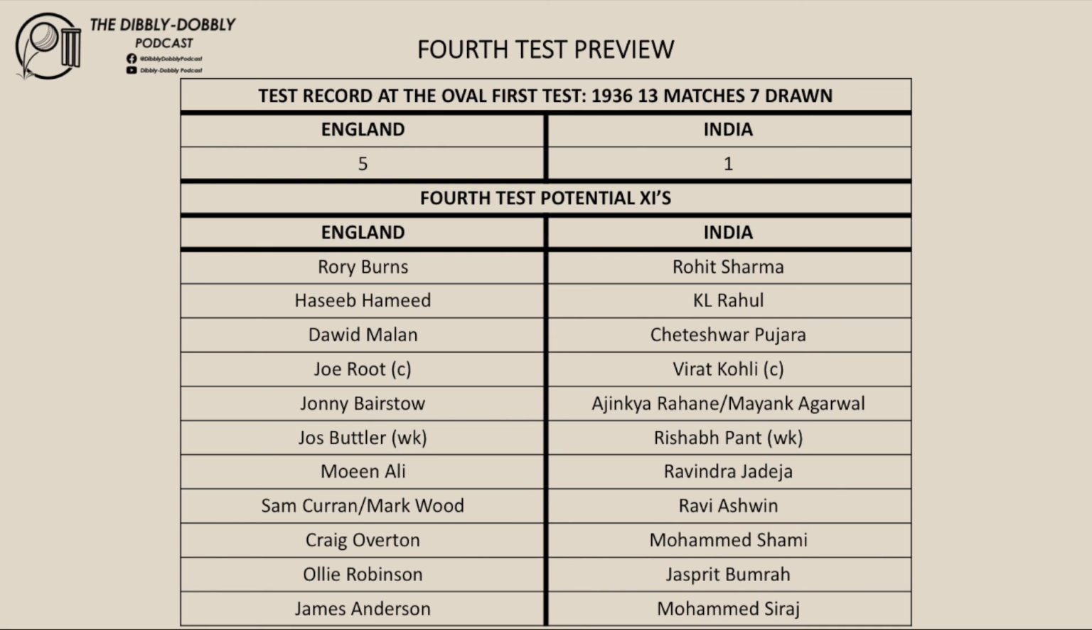The other change they could make is bringing in Ravi Ashwin for Ishant Sharma. Ishant Sharma wasn't quite at his best in this third test match. So India's strength is the two spinners. So Ashwin to come in for Ishant Sharma.